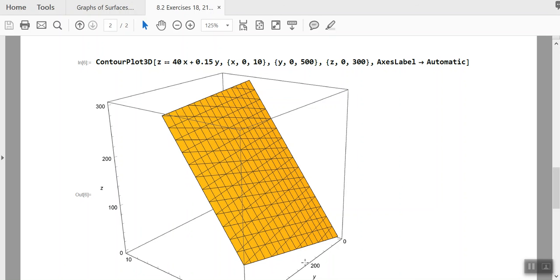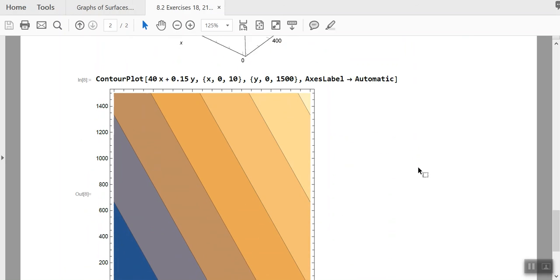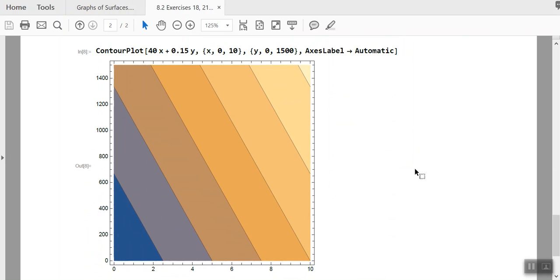We'll use technology to plot the other contours. Here's the image of our surface, and notice it's just a plane. And the remaining contours look like this. They're just these parallel lines.